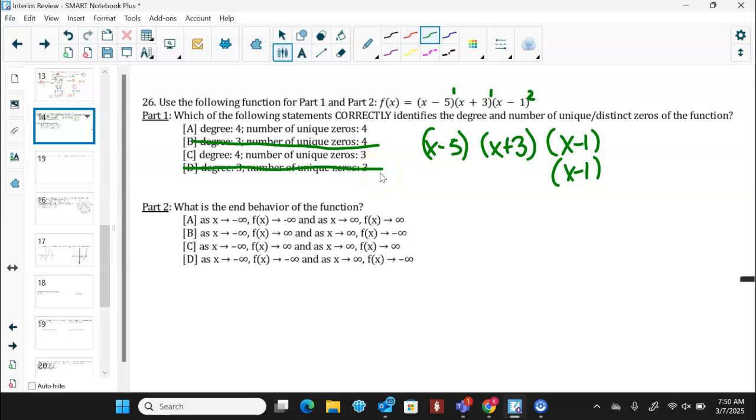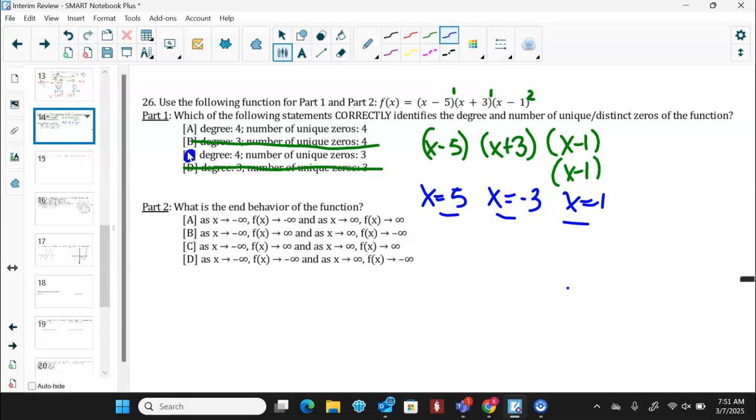Now the unique zeros is not 4 zeros. It's going to be exactly what you see. What are your x-intercepts? My x-intercept is 5, my x-intercept is -3, and my x-intercept is +1. So how many zeros is that? 3. Unique zeros are the exact ones that you see, not the multiplicity ones. So the correct answer is C for this question. All right, moving forward to the next one.